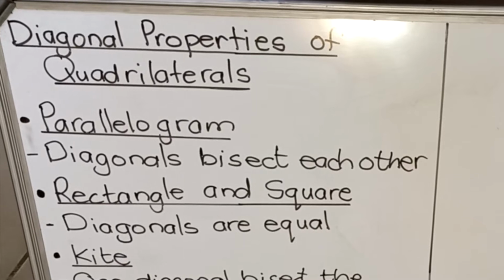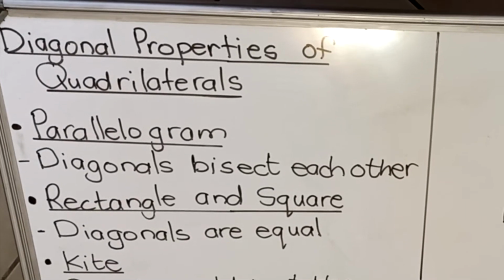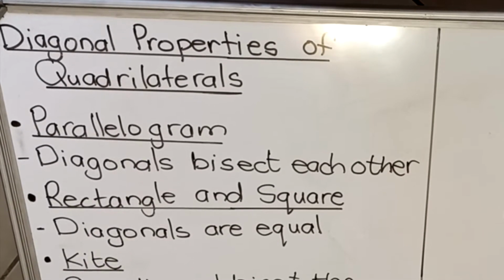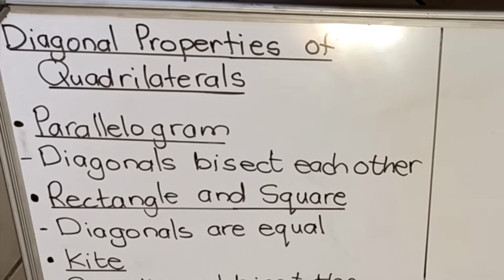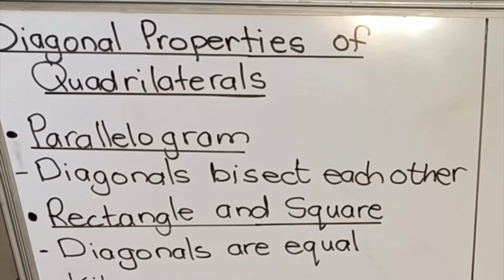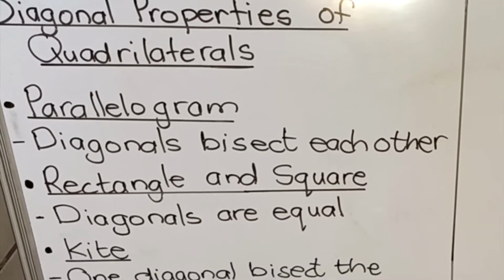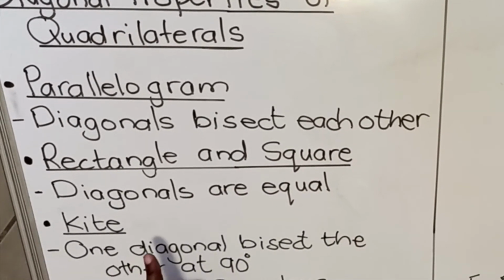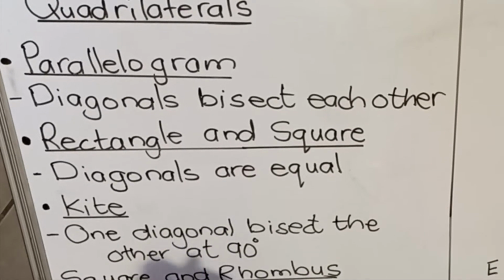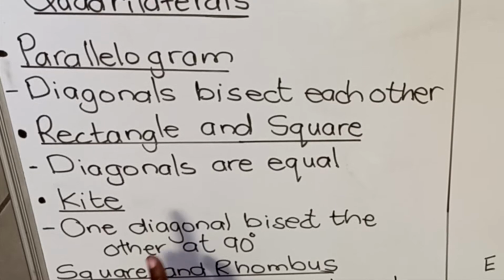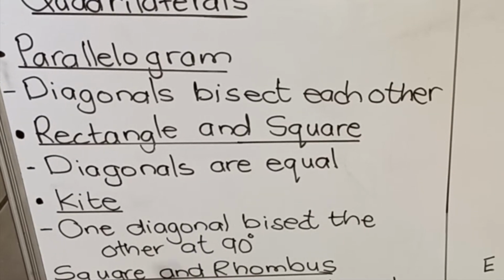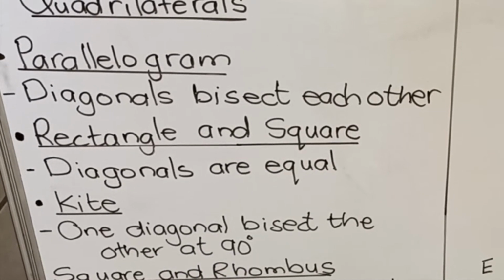When you remember our different quadrilaterals, that will be your rectangle, your square, your rhombus, and the parallelogram. All of them will be parallelograms. Now, the properties of the diagonals of a rectangle and a square: the diagonals are equal. So when you have a quadrilateral and the diagonals are equal, that will be a rectangle or a square. They are the only two where the diagonals are equal.